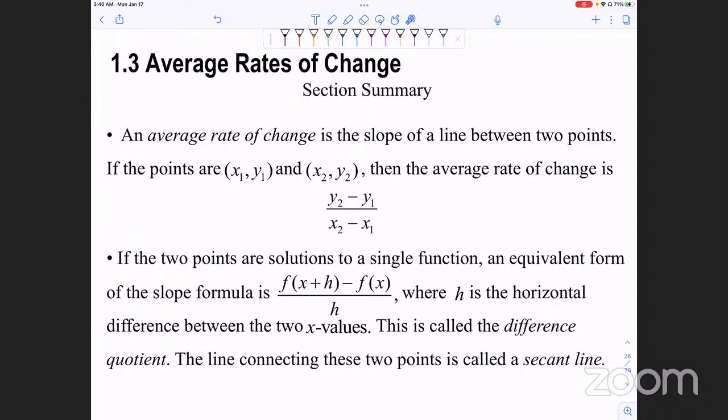So just as a quick summary, an average rate of change is the slope of a line between 2 points. Again, it's just the slope of the line between 2 points. If the points are x1, y1 and x2, y2, then the average rate of change is y2 minus y1 over x2 minus x1. If the 2 points are solutions to a single function, an equivalent form of the slope formula is f of x plus h minus f of x over h, where h is the horizontal difference between the two x values, right? h is just some small change in x. This is called the difference quotient. The line connecting these 2 points is called a secant line.